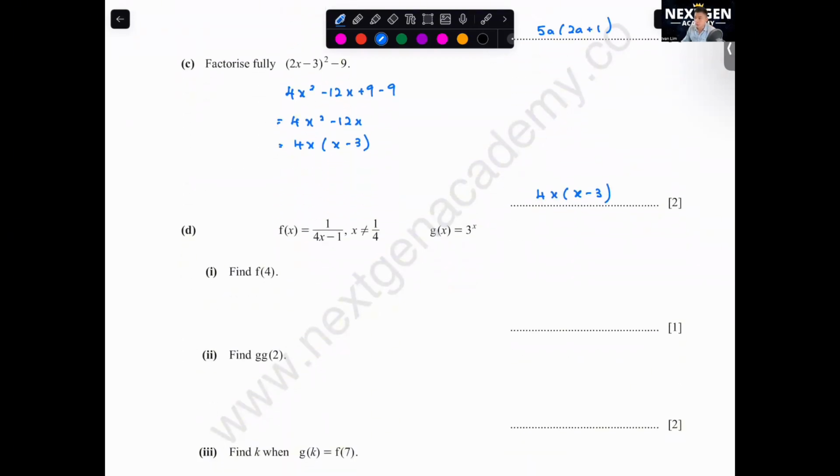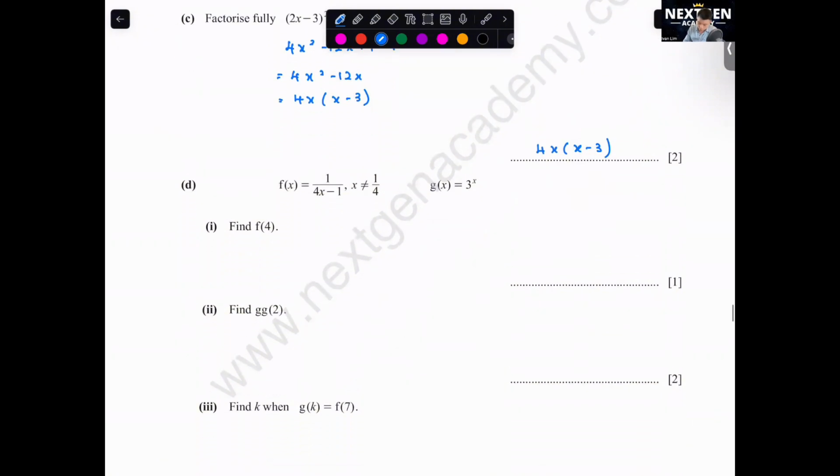Okay, question D. Find f(4). This is a question on functions. You just need to substitute 4 into the equation, into the x. So here it becomes 1 over 4 times 5 minus 1. Sorry, 4 times 4. Where did the 5 come from? 1 over 15.